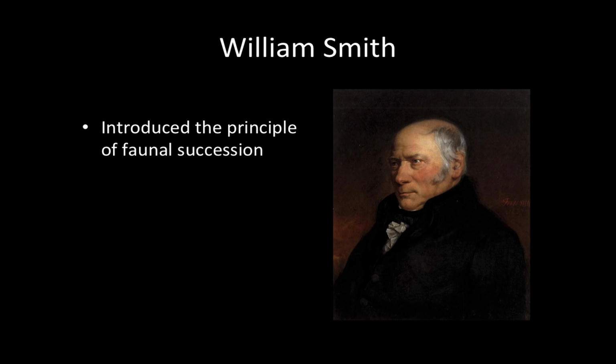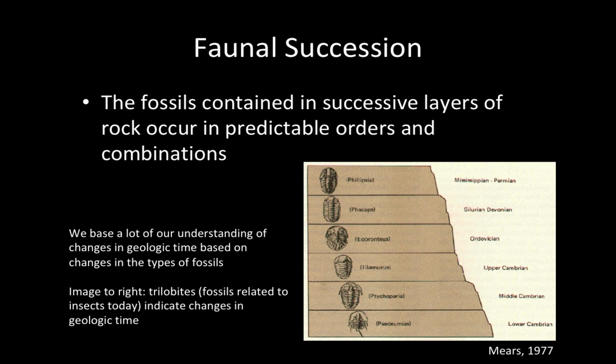All right, so now we're going to go through a couple more other things called faunal succession. Fauna means animal, succession means changes. So faunal succession just means we can track changes in geologic time based on changes in the fossils. So this image here isn't something you need to memorize, but take a look at the fossils you see here. These are trilobites, and they're related to fossils today, closely related to insects and other things. And you can see that they're changing.